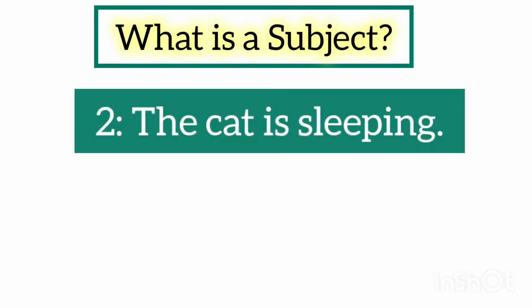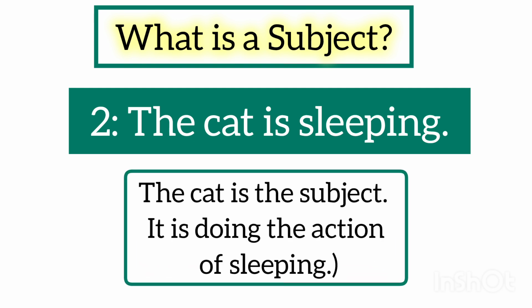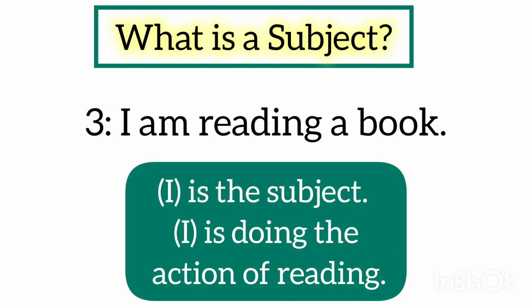In the second sentence, the cat is sleeping. Here, the cat is the subject. It is doing the action of sleeping. Similarly, in the third sentence, I am reading a book. Here, in this sentence, I is the subject because I is doing the action of reading. Okay, it was about subject.